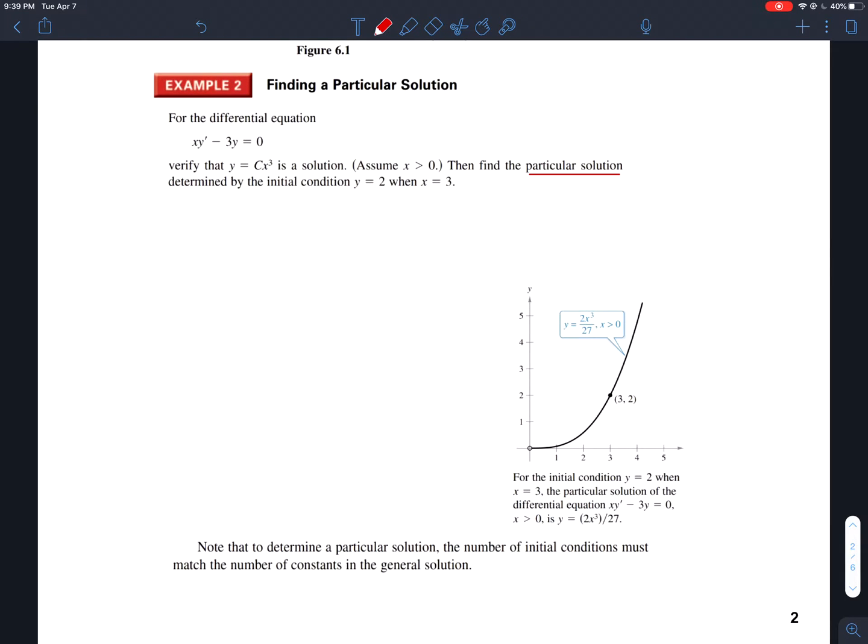So let's start out with verifying. If I believe that y equals cx cubed is a solution, then notice that the differential equation requires y prime. So I'm going to start out by finding y prime. And y prime would be c times the derivative of x cubed. Remember, c is just a constant, so it's just hanging out. But the derivative of x cubed, this is a power function here, by the power rule is 3x squared. So I can rewrite this as 3 times whatever c is times x squared.